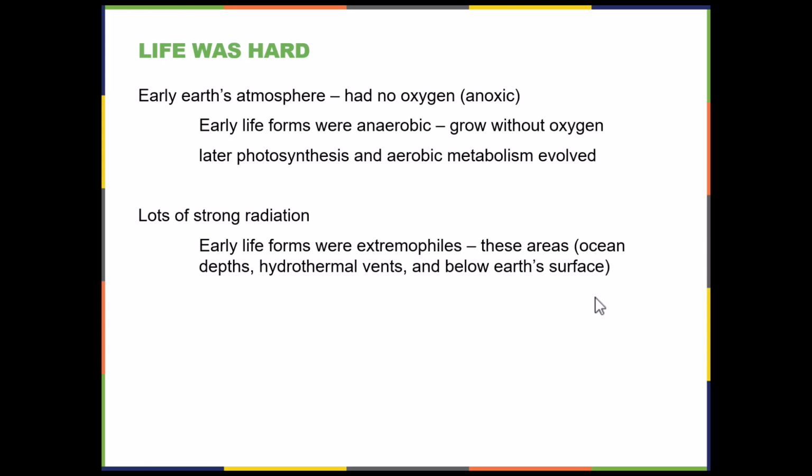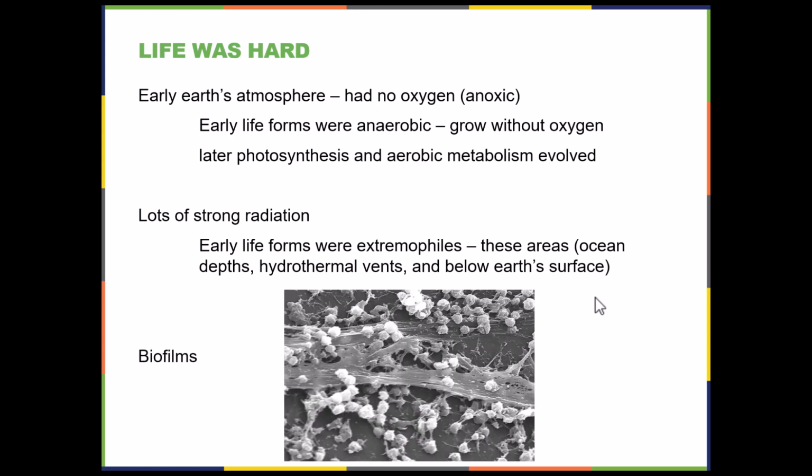Another thing about the early atmosphere was there was a lot of strong radiation. Early life forms were what we call extremophiles. They lived in really extreme environments, and they still do in many of those groups, like the deep ocean floor where there are hydrothermal vents below the Earth's surface, because they were essentially avoiding that strong radiation. Part of what occurs when you have this challenging life is the formation of biofilms. Essentially it's like a little community of these microbes, and they interact with one another and help one another in a lot of ways. So there's a lot of mutualism going on there.